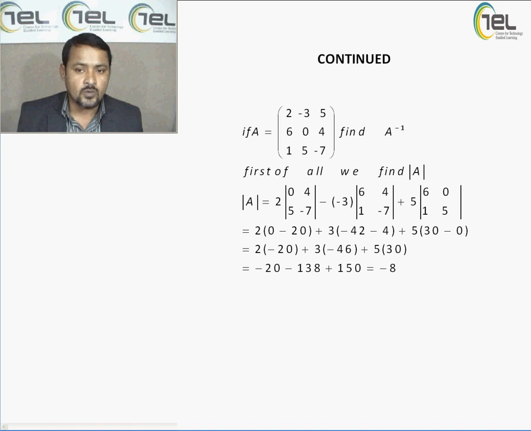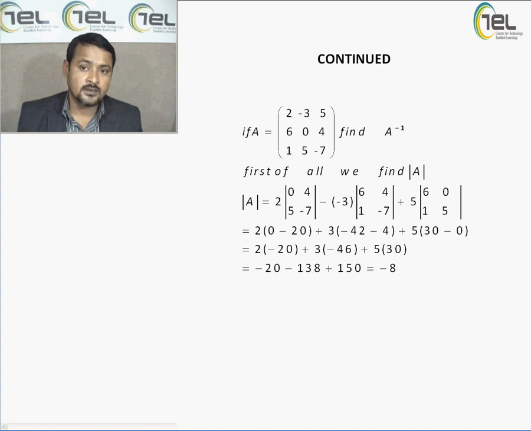Determinant A, we are expanding again by the first row: 2 into the minor of 2, which is the determinant 0, 4, 5, minus 7, minus 3 into the minor of minus 3, eliminating the row and the column in which that element resides, plus 5 into the determinant 6, 0, 1 and 5. Expanding that, we get the determinant of the matrix to be minus 8.